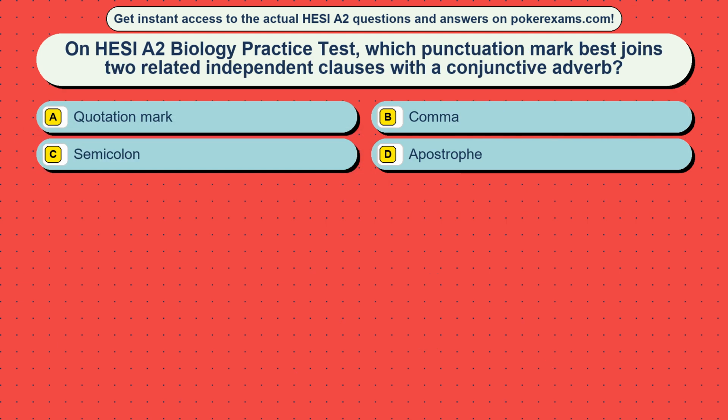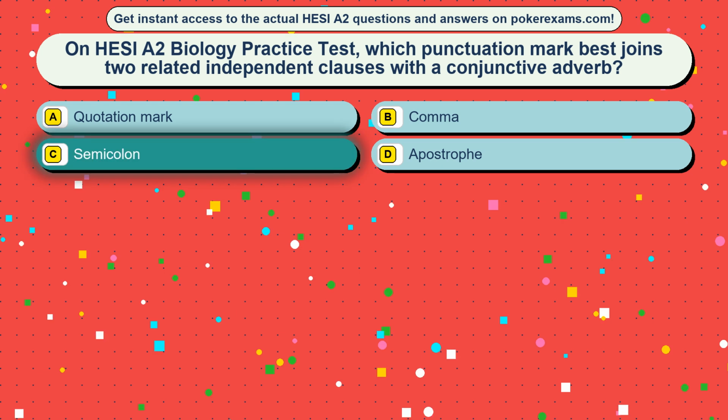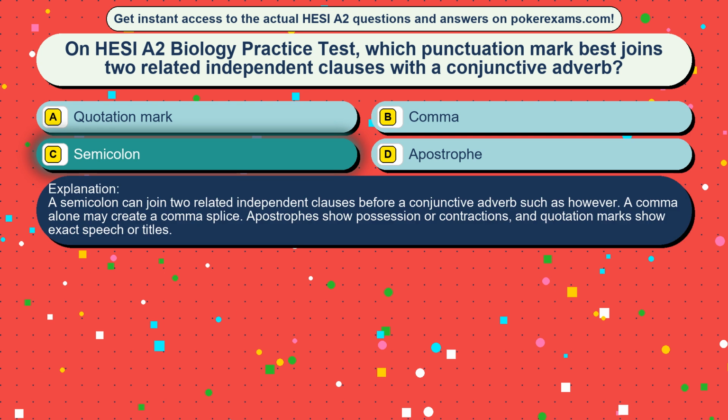Question 44. On the HESI A2 Biology practice test, which punctuation mark best joins two related independent clauses with a conjunctive adverb? Option A, quotation mark. Option B, comma. Option C, semicolon. Option D, apostrophe. The correct answer is option C, semicolon. A semicolon can join two related independent clauses before a conjunctive adverb such as however. A comma alone may create a comma splice. Apostrophes show possession or contractions, and quotation marks show exact speech or titles.